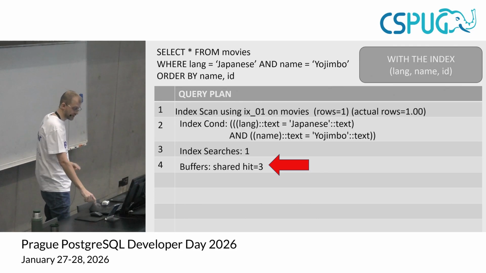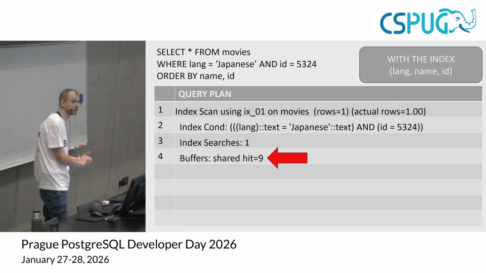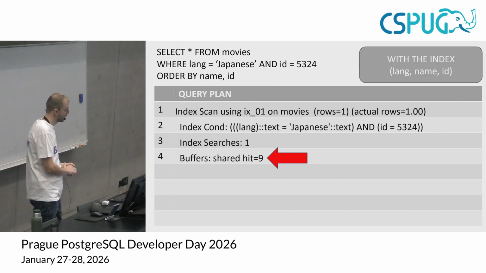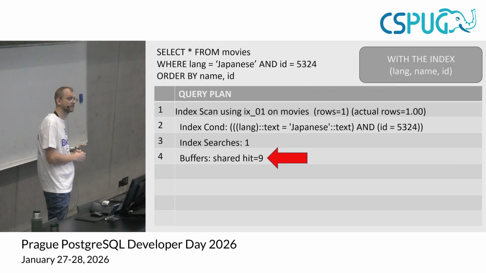If I look for this very same movie, but instead of name, I use its ID, the execution plan is the same, there is index scan, but the buffers are 9. Any idea why?